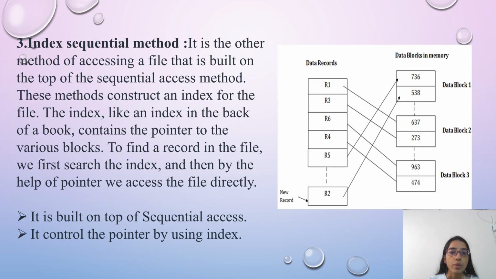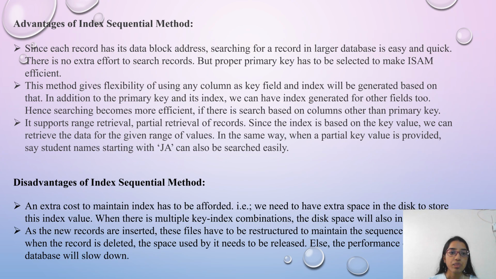Third type is index sequential method. It is the other method of accessing a file that is built on top of the sequential access method. These methods construct an index for the file. The index, like an index in the back of a book, contains the pointers to the various blocks. To find a record in the file, we first search the index and then with the help of the pointer, we access the file directly. It is built on top of sequential access, and this index sequential method can also control the pointer by using index.